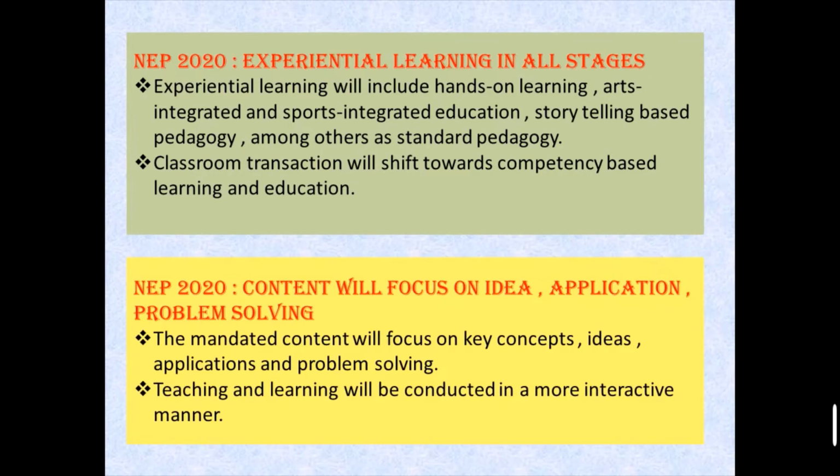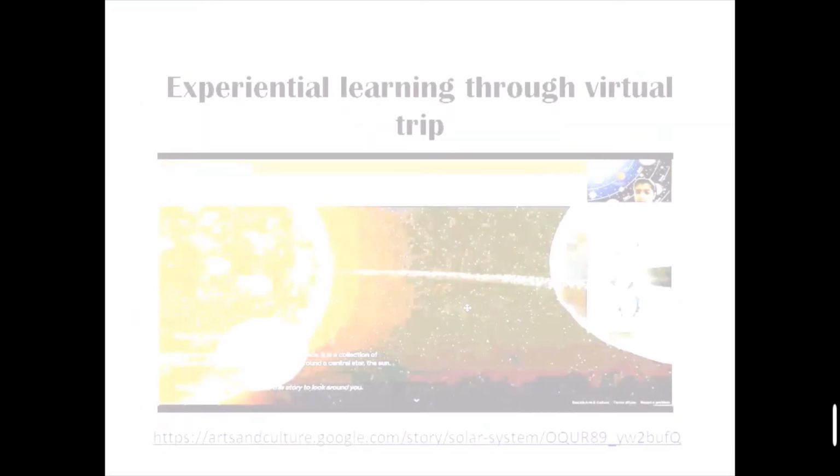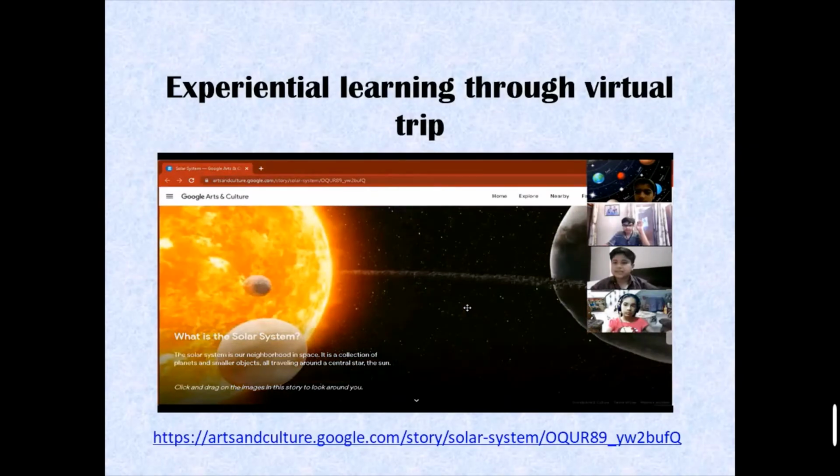Now, in present time, there is stress on how and why instead of what and where. Here, I have taken the example of chapter 1 of class 6, the planet Earth and the solar system. This chapter is taught through a link on Google Art and Culture. A virtual trip to the solar system was conducted. The link for the same is shared below on the screen. Let's watch the short video to have a glance of this journey conducted in the class.